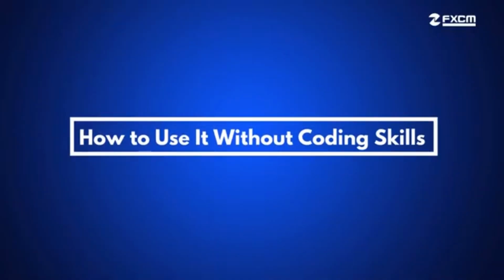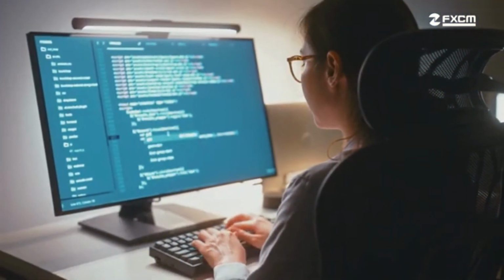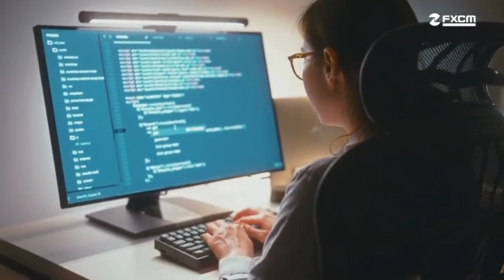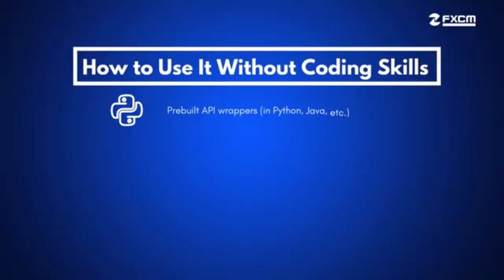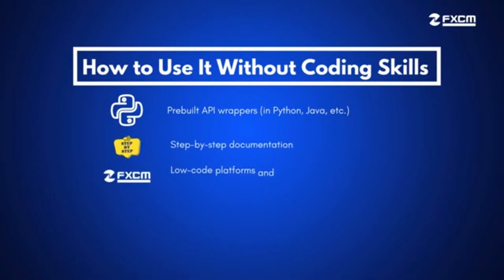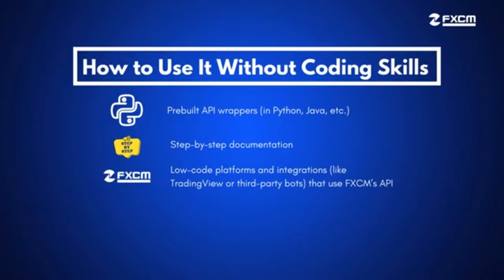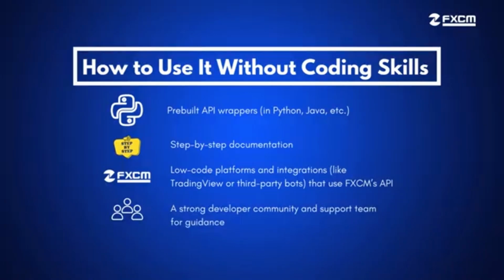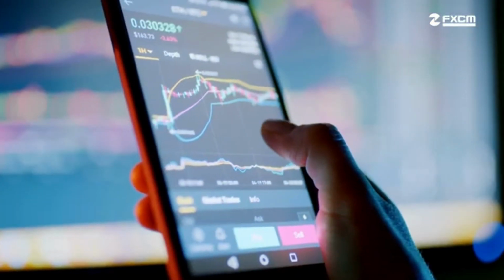How to use it without coding skills. You don't need to be a programmer to get started. FXCM provides pre-built API wrappers in Python, Java, etc. Step-by-step documentation. Low-code platforms and integrations, like TradingView or third-party bots, that use FXCM's API. A strong developer community and support team for guidance. You can also hire freelancers to automate your logic, or start small with simple templates.